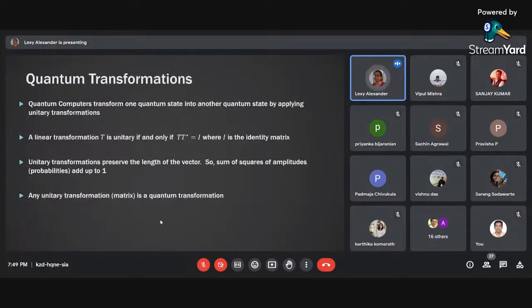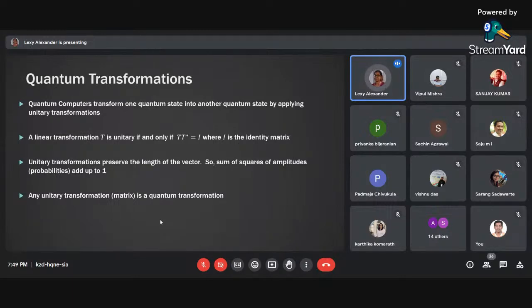So now we have qubits. What do we have to do? We have a quantum computer with many qubits, and then we have to transform the qubits, because only then are we doing some operations on them. These are called quantum transformations. That is, we are applying some transformations on the qubits and changing their states to some other states.